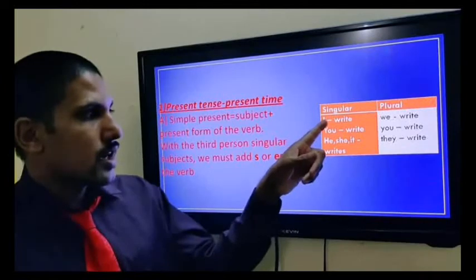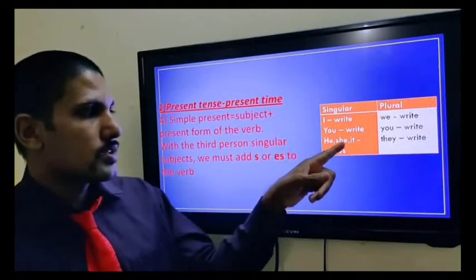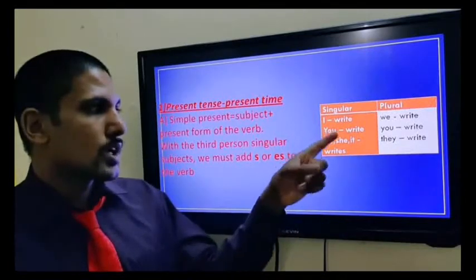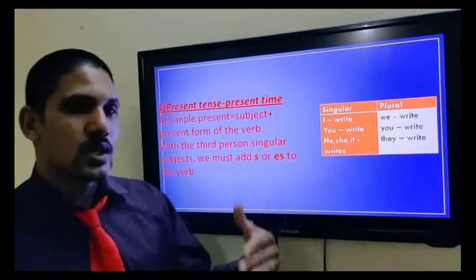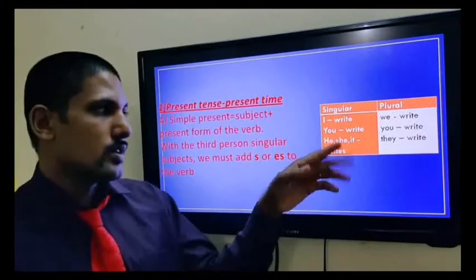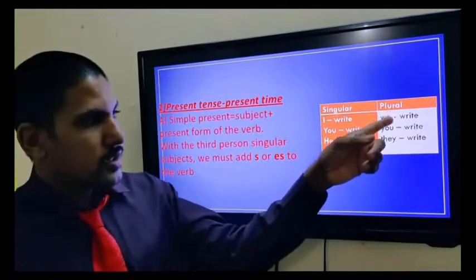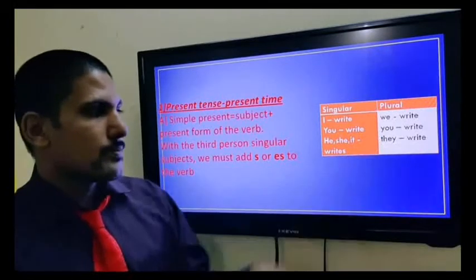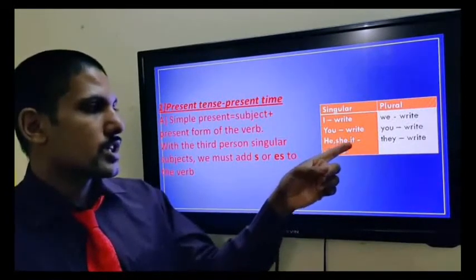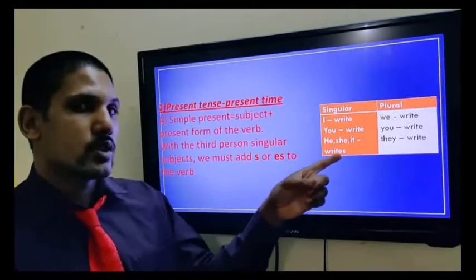Singular subjects: I, you, he, she, it. You can be singular and plural. You can be a single person or more than one person. So plural subjects are we, you, they. So with the third person singular subjects, that is he, she, it, we have to add s or es to the verb.